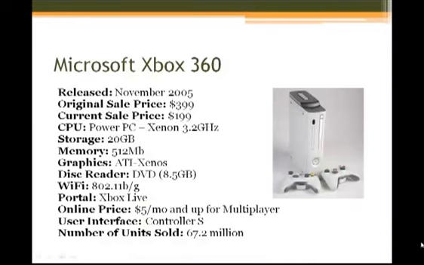Next, we're looking at the Microsoft Xbox 360. First and foremost, the Microsoft Xbox 360 came to the market before any other Generation 7 console. This console was out in November of 2005. It had a release price of $399. This was for the premium model. Its current sale price is about $199. It really depends, again, where you are and also what model you're buying.